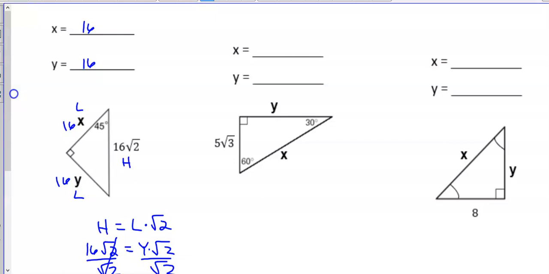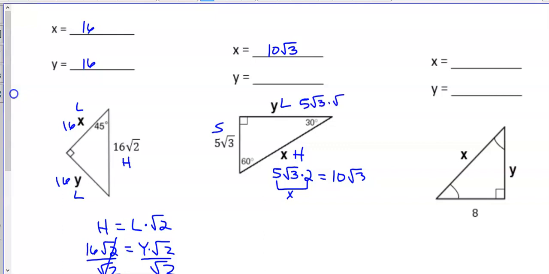And then the next one, let's label our sides: short, long, hypotenuse. So x is going to be twice as long as our short side. So 5 square roots of 3 times 2 is going to give you 10 square roots of 3. You're just multiplying those together. So x is 10 square roots of 3. And then our long side is going to be our short side, 5 square roots of 3, times the square root of 3. Square root of 3 times the square root of 3 is 3. 5 times 3 is 15.